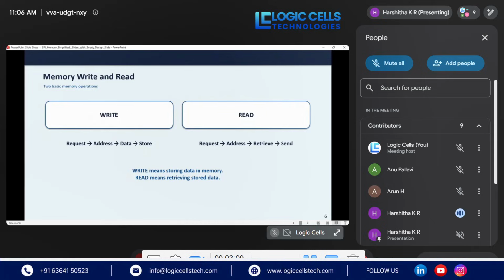Here we can see the two main operations, write and read. In a write operation, the master sends the required information and the memory stores the data in the selected location. In the read operation, the master provides the required address and the memory retrieves the stored data and sends it out serially. The main difference between write and read is that write means storing the data in memory and read means retrieving stored data.